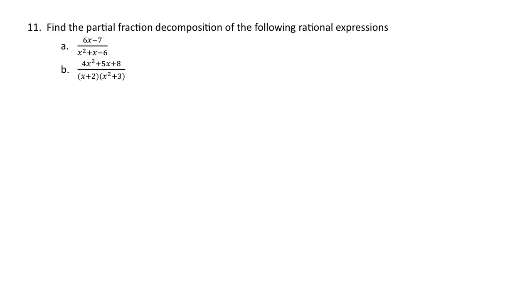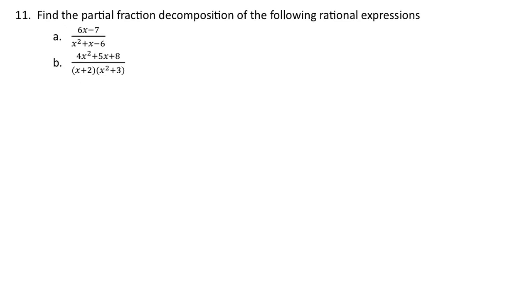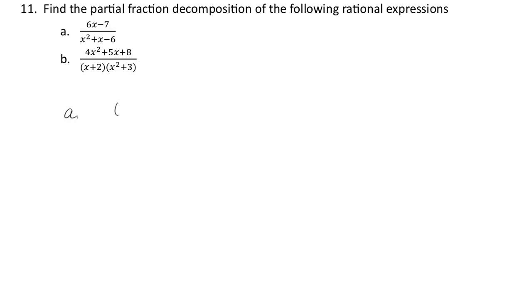Question 11, this is the final lesson of the unit. It was 6.7, final lesson of the course, section 6.7, partial fraction decomposition. So for part A, we're going to factor the denominator. Since there's two factors, there's going to be two partial fractions. Now we're going to multiply both sides of this equation by the common denominator. This is the common denominator.